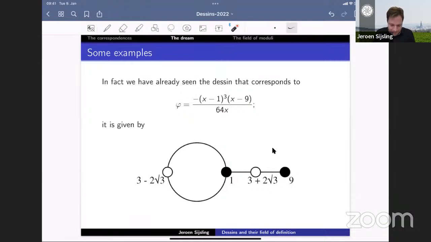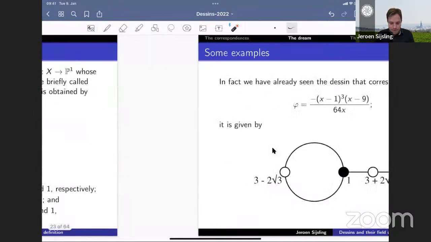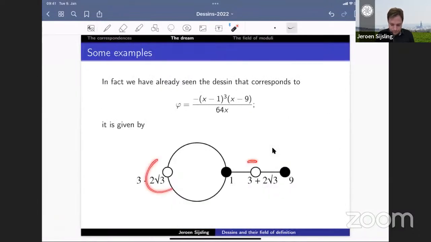And also the points are marked. These are the 2 points that correspond to the roots of this polynomial that I showed you here. See, if you determine what those roots are by means of the ABC formula, you get these 2. So yeah, that works. So these are the points over 1. You also see the points over 0, and you see that you have the right ramification indices. 3 for 1, 1 for 9.